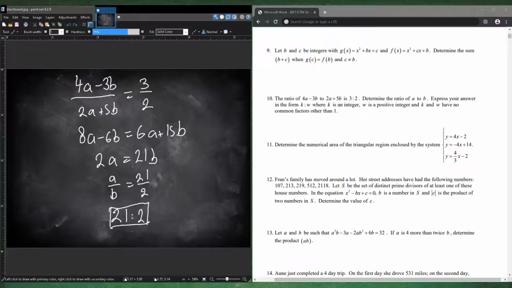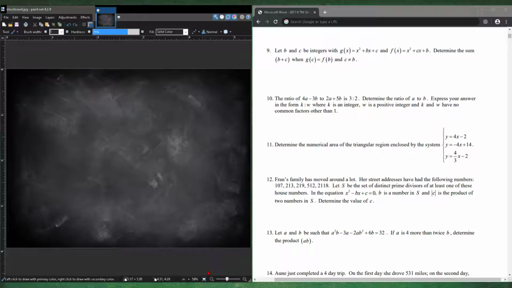So 21 to 2, right? Because you can't write it as a fraction. ICTM is really serious about what format you write your answer in. So if you write it as a fraction, even though the numbers are correct, you're going to get it wrong because you didn't write it the right way. So you have to write it as 21 colon 2. I'm not sure if that's the right vocab, but I'm a math major, so it's a little different.